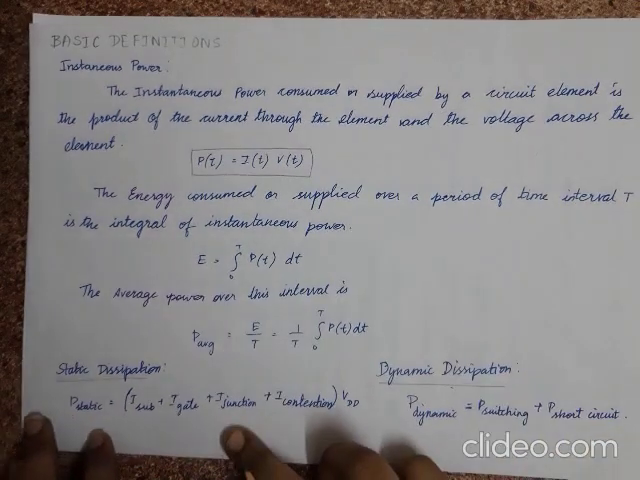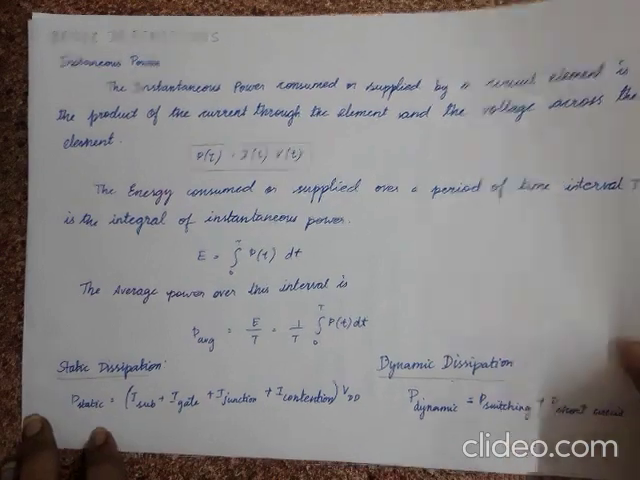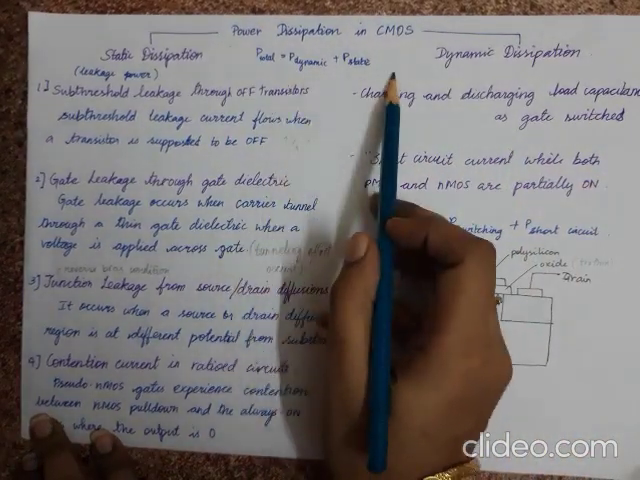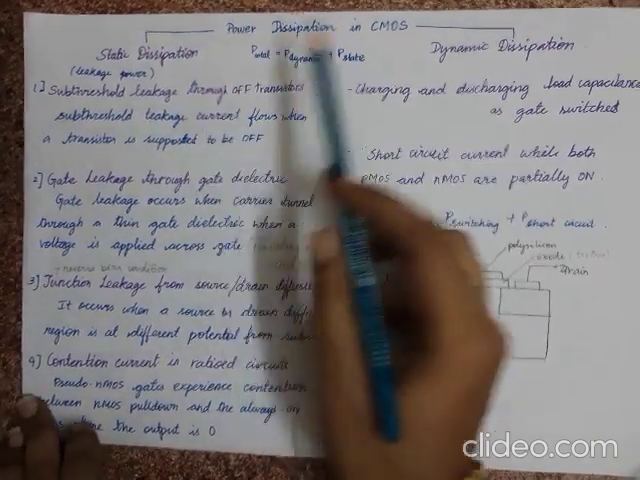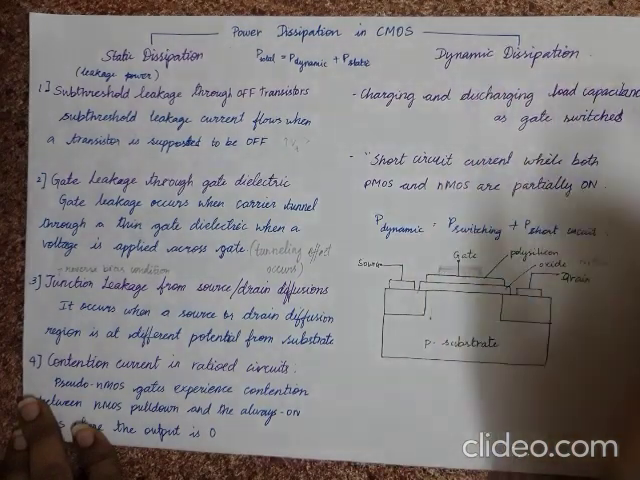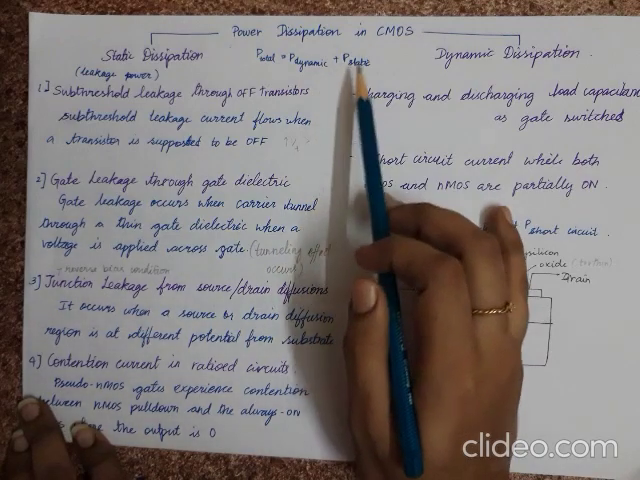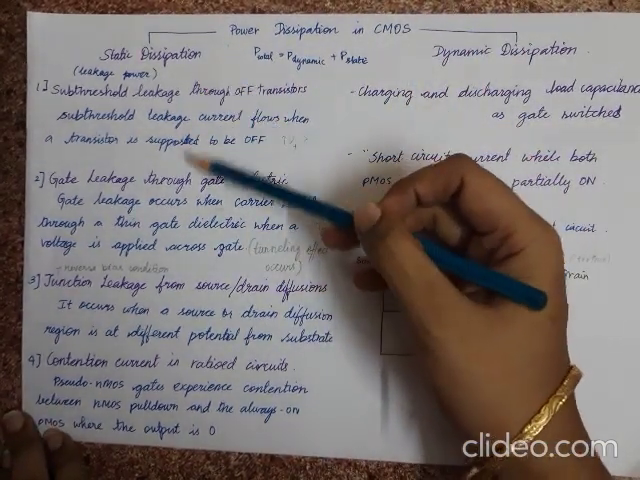These are the formulas for static dissipation and dynamic dissipation. When we come to power dissipation in CMOS, it is due to static dissipation, and the other one is dynamic dissipation. So the total dissipation is given by P dynamic plus P static. The causes for static dissipation are four.